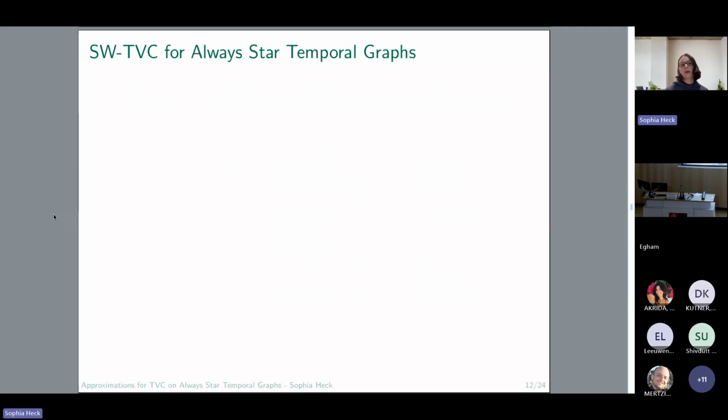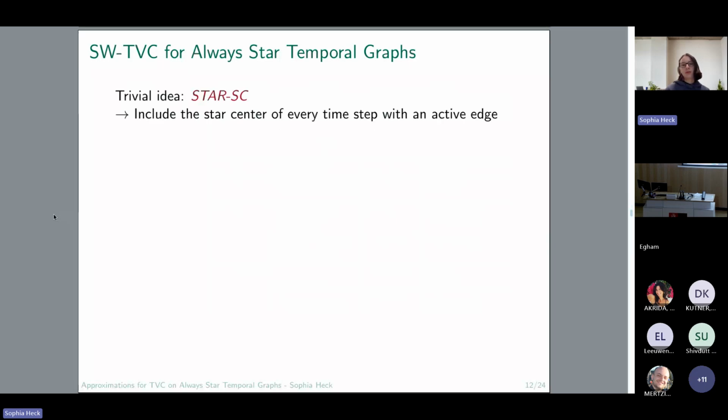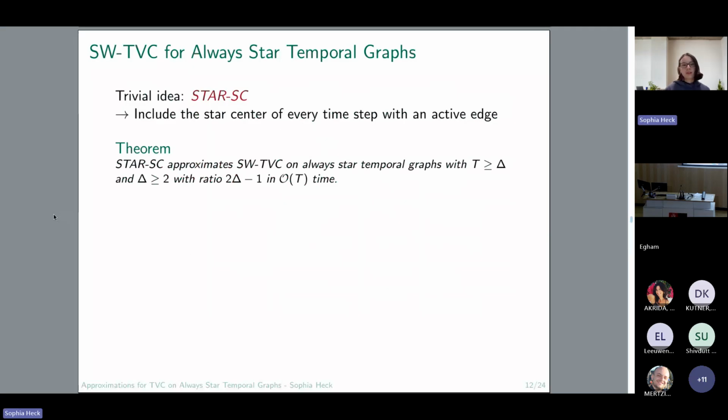If we consider always star temporal graphs, it's quite obvious that in every snapshot we have a star. So the trivial idea is just to include the star center of every time step where we have at least one active edge. And this actually leads to a very efficient algorithm, because it is quite fast, in time O of t, with the approximation ratio 2 delta minus 1. Why 2 delta minus 1? If you think about what happens if nothing changes whatsoever, then this algorithm just takes every star center. However, we would only need one star center per overlapping window. So this is where this 2 delta minus 1 comes from.